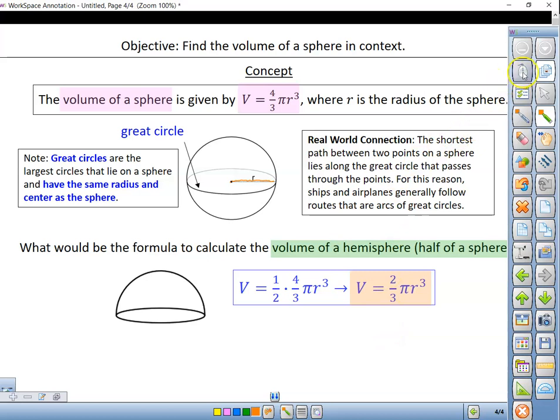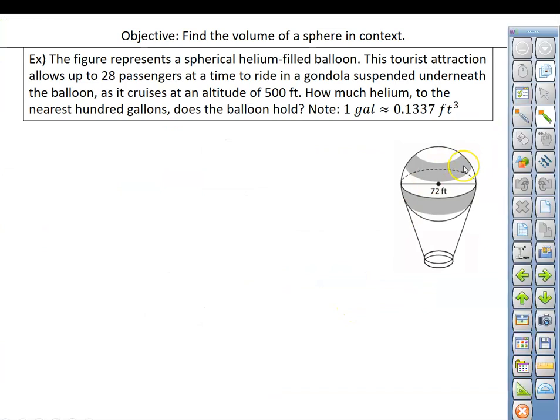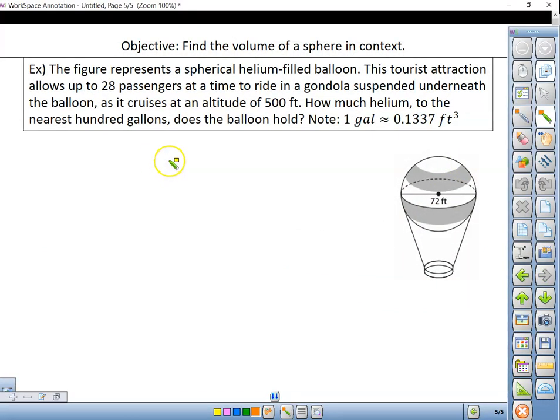All right, let's take a look at a problem. In this one, this figure represents a spherical helium-filled balloon. It's a tourist attraction that allows up to 28 passengers at a time, and they ride in a gondola that is suspended underneath the balloon. So somewhere here there's a gondola. And the balloon cruises at an altitude of 500 feet. So the question is, how much helium to the nearest 100 gallons does the balloon hold?